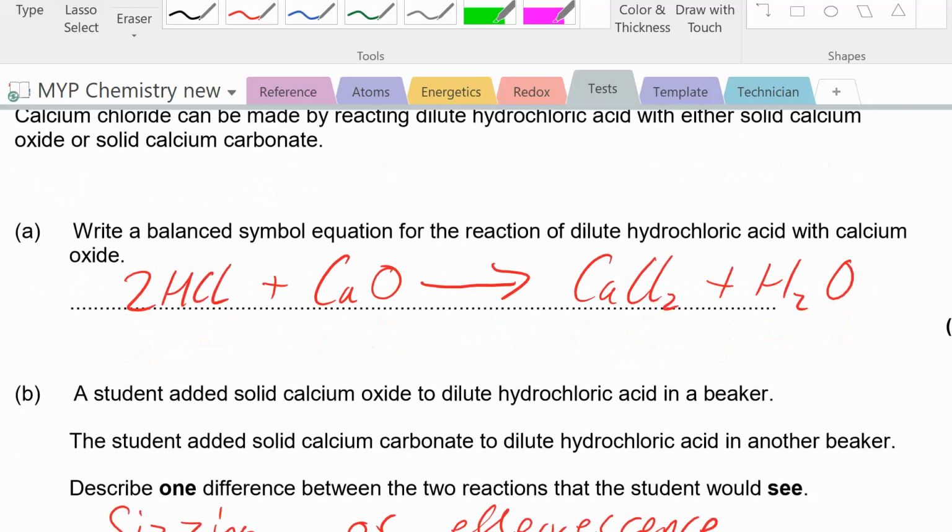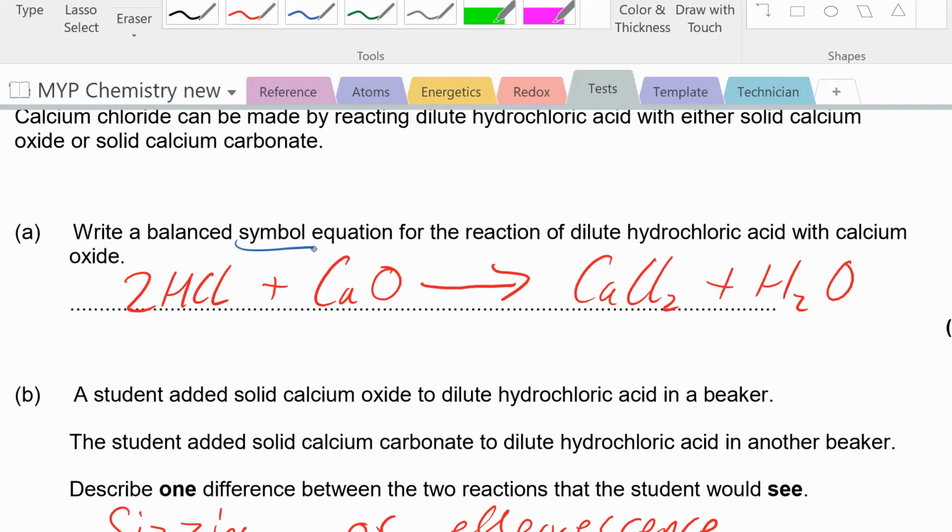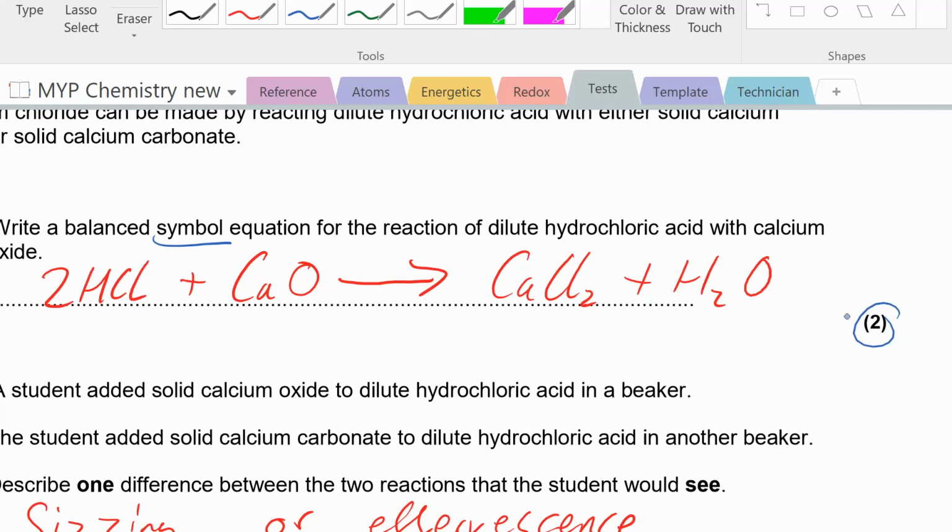Next question, write a balanced symbol equation for the reaction of dilute hydrochloric acid with calcium carbonate. This is worth 2 marks. So mark 1 is for everything that is in red. Let's make that a little bit easier. That's mark 1. Mark 2 is for putting the big 2 there.